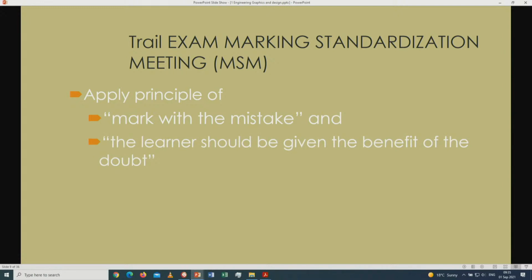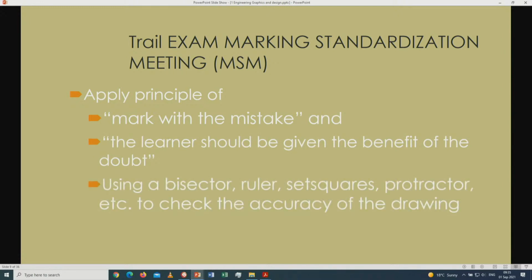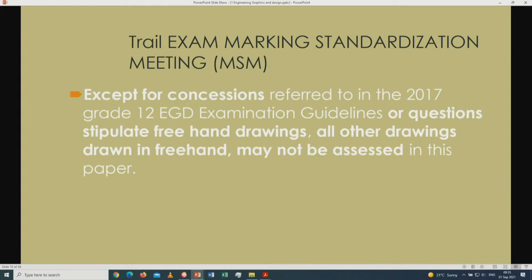A learner should be given the benefit of the doubt if there's something not very clearly visible in terms of quality of the drawing and so on. And use bisector, ruler and set squares, protractor and so on, we said. All right, except for concessions, of course, that's basically referred to in the DBE drawing policies and those type of things and so on. No freehand drawings will be allowed, all right, except of course if the question is stipulating freehand drawings from the substructure downwards, then you can allow that, so that's basically part of the question.